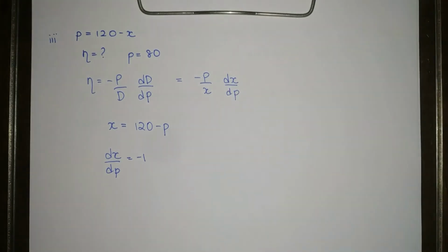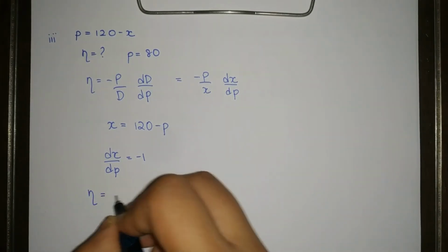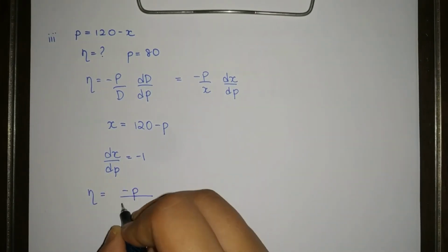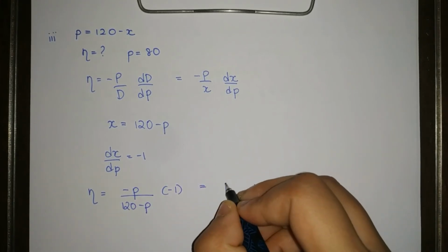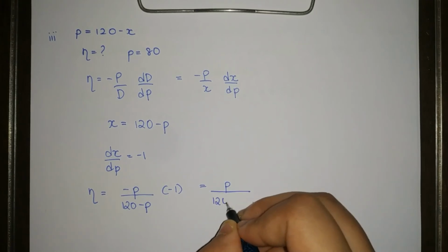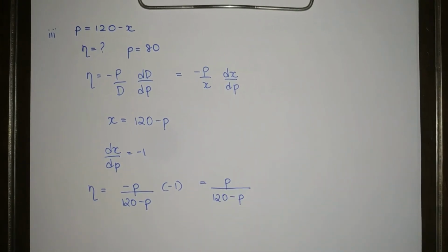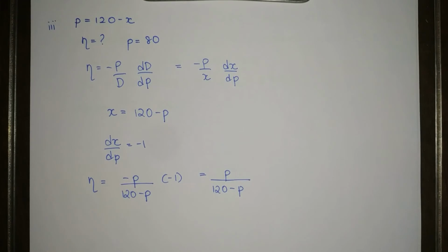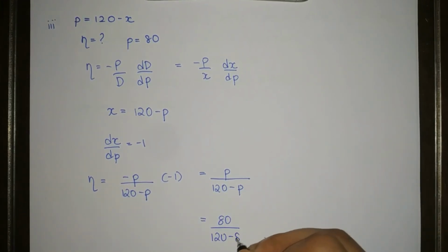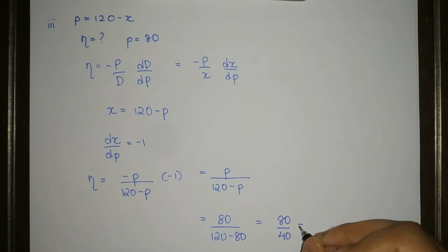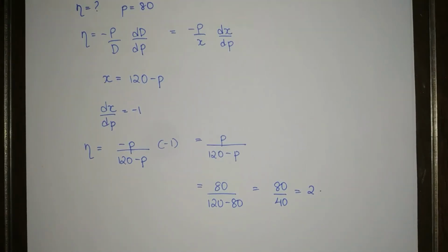Okay, and now I will substitute here. So I get that eta is equal to minus p divided by 120 minus p into -1, which is equal to p divided by 120 minus p. Okay, and now we have to find this when p is equal to 80. So on substituting p is equal to 80, we get that eta is equal to 2, and that is our answer.